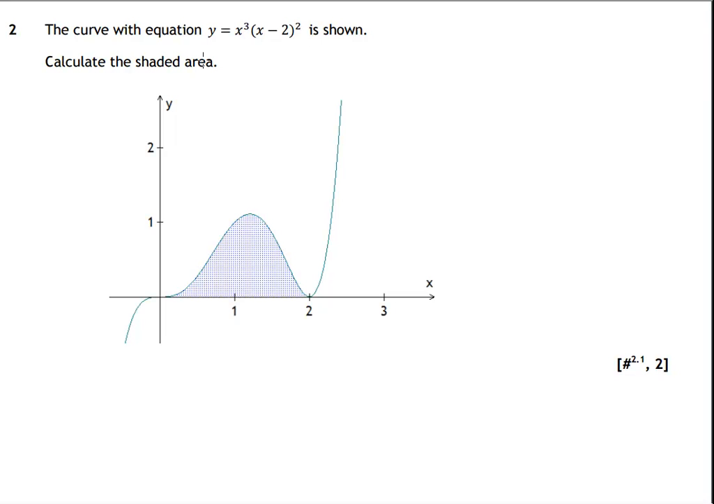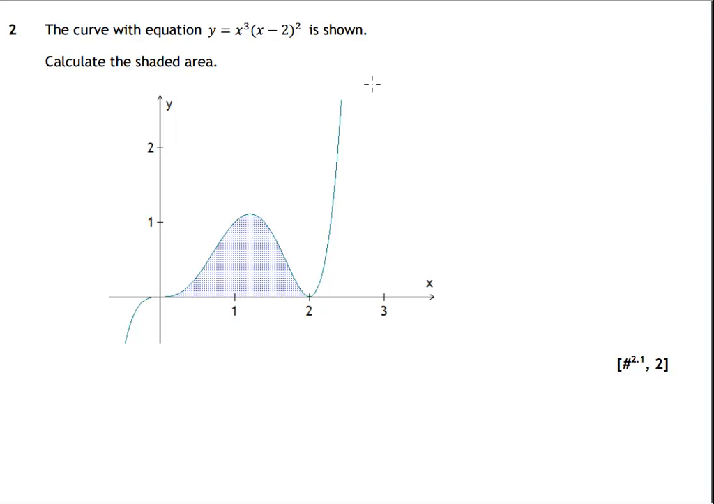Moving on to question 2, quite a complicated function here, producing this curve, part of the curve shown here, and we're asked to find this shaded area. Integration is the way to do this, to find the area between a curve and the x-axis. We're lucky because we know the limits here. We can see the curve crosses the x-axis at 0 and at 2, so we've got our limits of 0 and 2, and we just need to set up the integral.